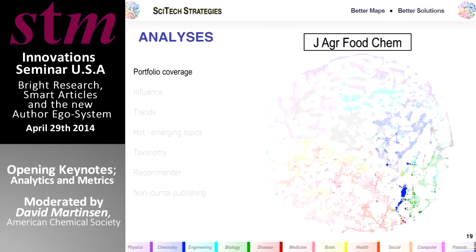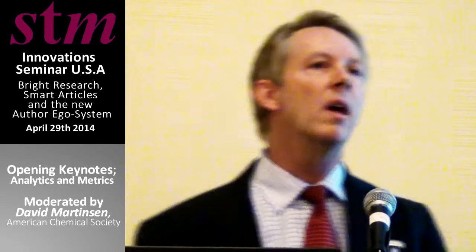And finally, let's look at the Journal of Agriculture and Food Chemistry. Again, a very, very different profile. You can see most of that is down in an area which would be food chemistry, food sciences, with some biology-related papers as well. So this is a visual picture of how one might do a portfolio comparison analysis among a set of journals.